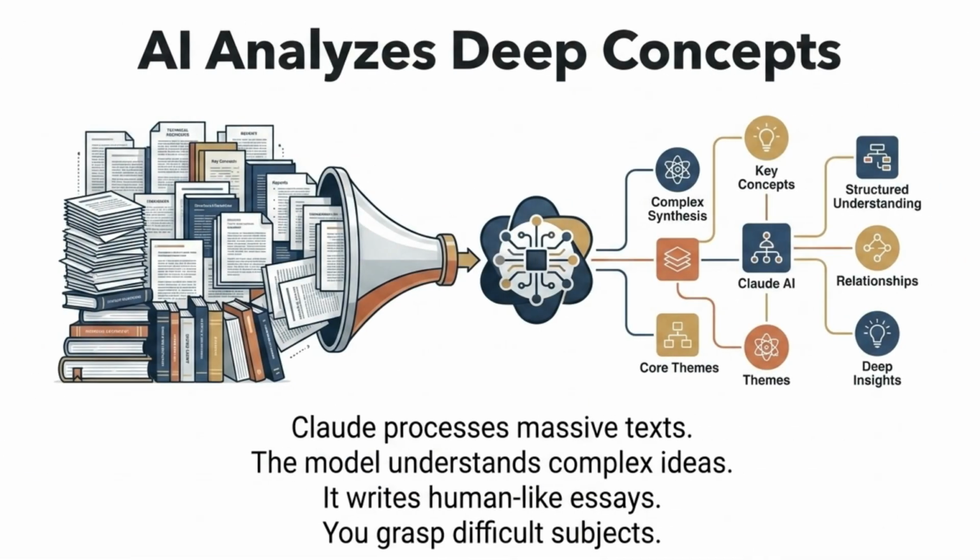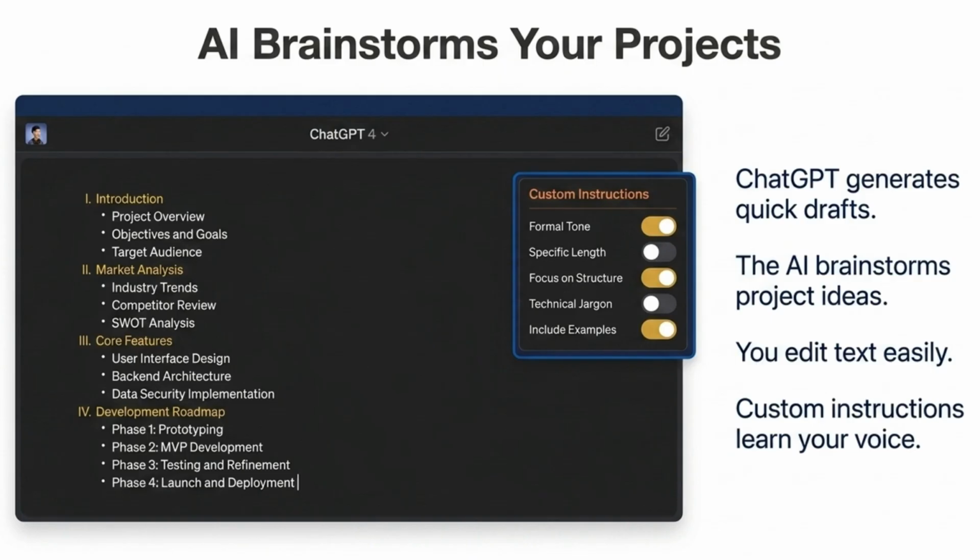For deeper analysis, use Claude AI. It processes massive amounts of text to help you understand complex ideas and write essays, making difficult subjects much easier to grasp. When brainstorming projects, ChatGPT is your partner. It generates quick drafts and organizes ideas based on custom instructions that learn your voice and preferred structure.